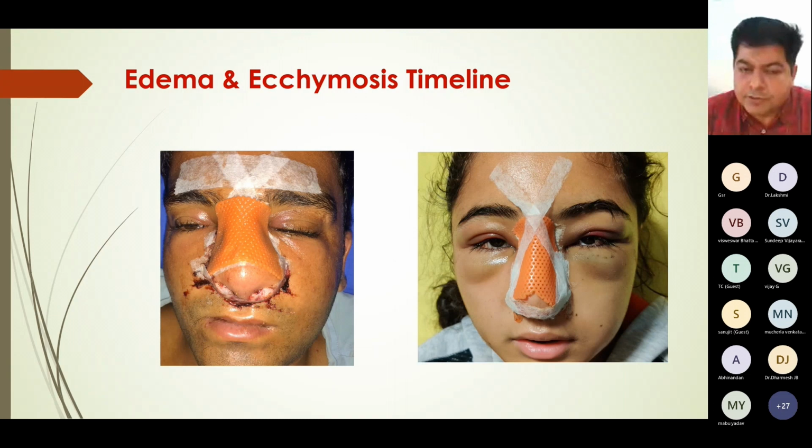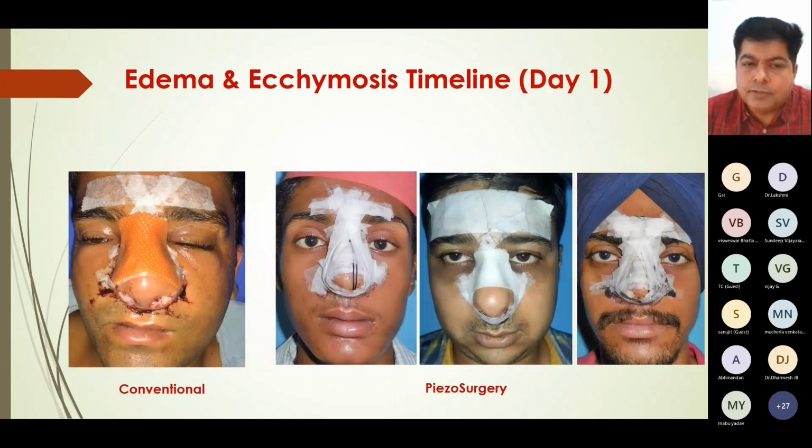Now there are various methods available which can reduce this edema. One of them is to use piezosurgery in these cases. Instead of the classical conventional osteotomes, we use a piezosurgery system for these osteotomies. There are various benefits. For the past 3-4 years we have been using it in some patients, and I will give you a day one picture of these comparison photographs.